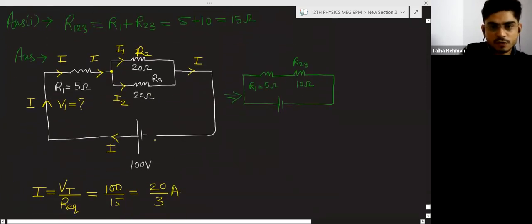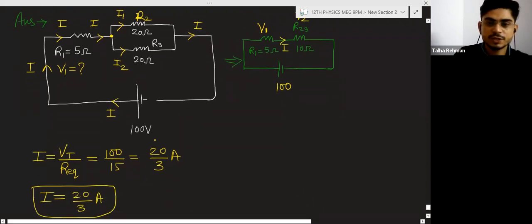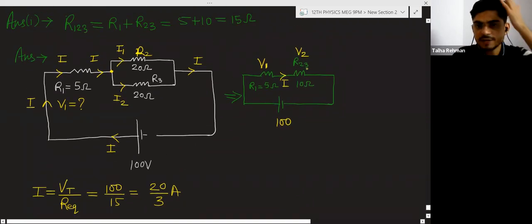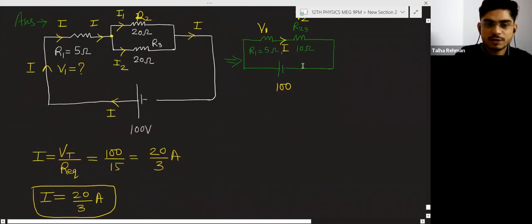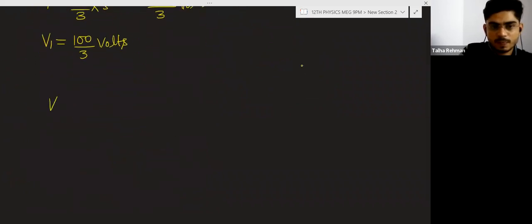This 100 volt, now come to this circuit. Here we have 100 volts, and across this the voltage is V1, and across this R23 the voltage is V2, and here is the current. Now if you want to find this V2, then you can write V is equal to V1 plus V2.